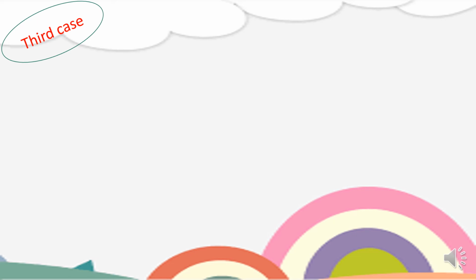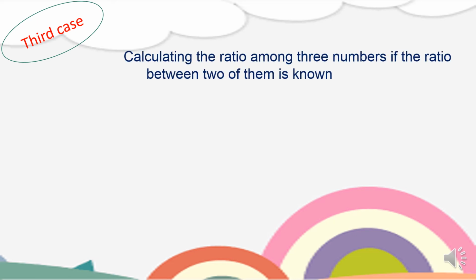The third case. Calculating the ratio among three numbers if the ratio between two of them is known.